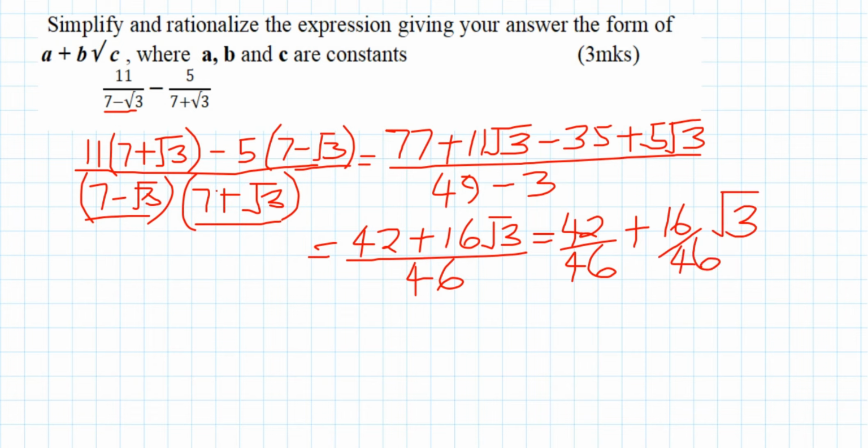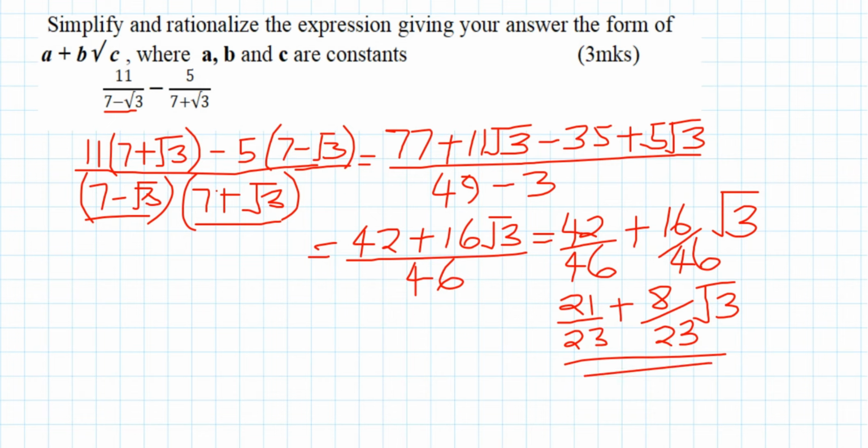Then we cannot leave our answer like that. We have to simplify. And so when we simplify here by 2, we're going to get 21 out of 23. And then here, the second bit, when we simplify by 2, we are going to have 8 out of 23 multiplying root 3. So we leave our answer in the format a plus b root c.